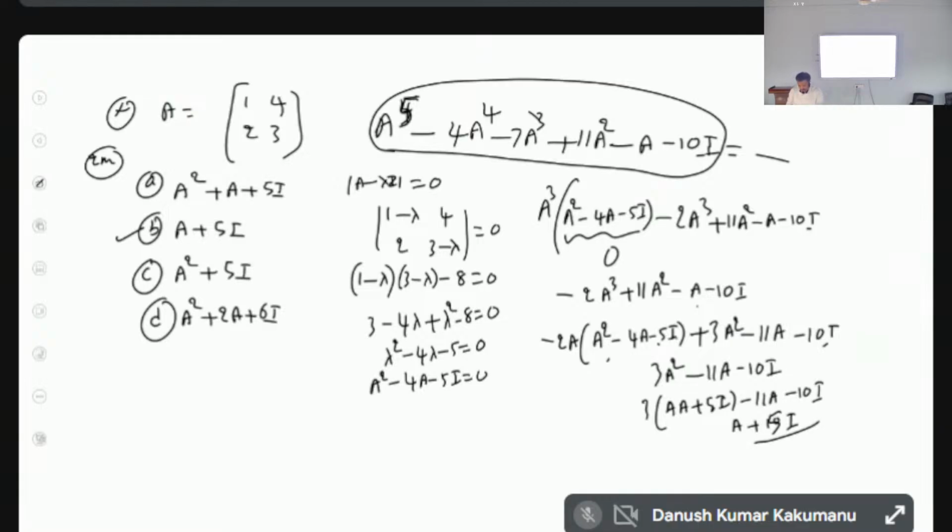Anybody with confusion? Is everyone understanding? Hope everyone is understanding linear algebra.